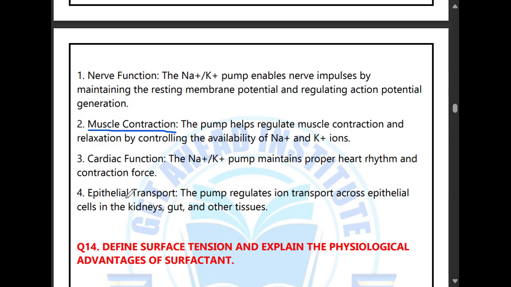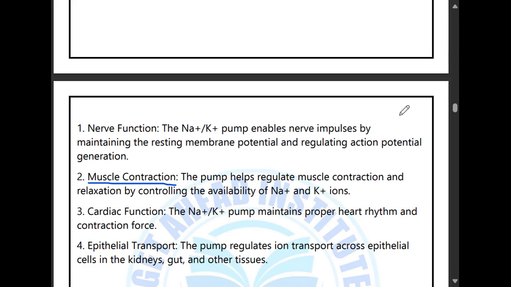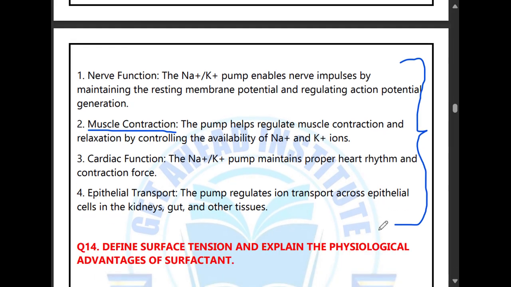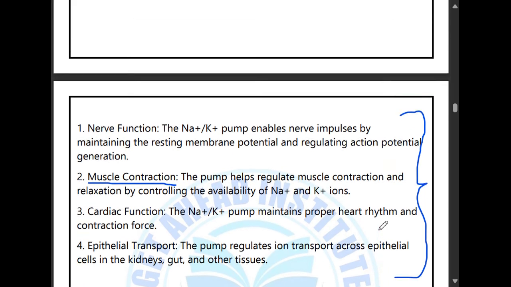Also epithelial transport. This pump also helps in ion transport across the epithelial cells in the kidneys, in the gut, and other tissues. So these are the responses if you are to answer this particular question with regards to the physiological relevance or importance of the sodium potassium ATPase pump. That was that with regards to that question. Are we good to go to the next question?